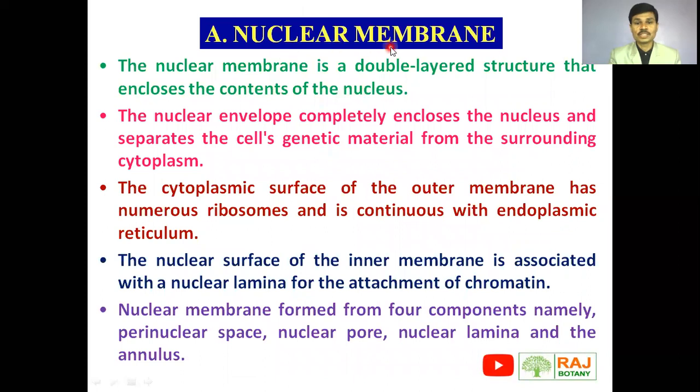The first one is the nuclear membrane. Since it is a eukaryotic cell, and inside the eukaryotic cell the nucleus is there, it is a double layered organelle. The nuclear membrane completely encloses the nucleus, and it separates the inner content of the nucleus, that is the nucleoplasm, from the cytoplasm of the cell.